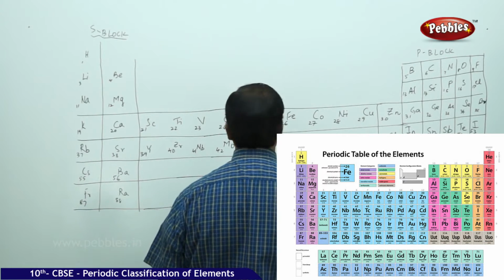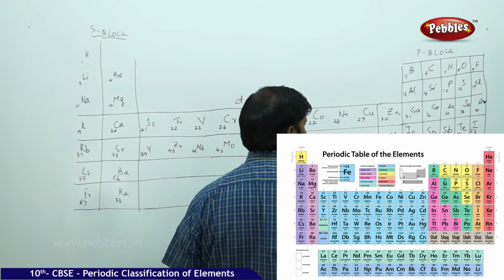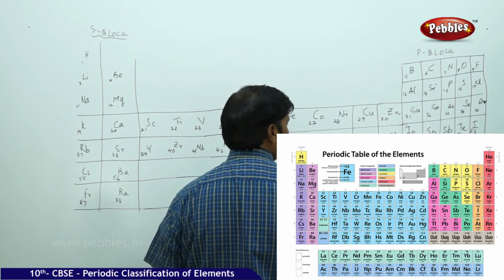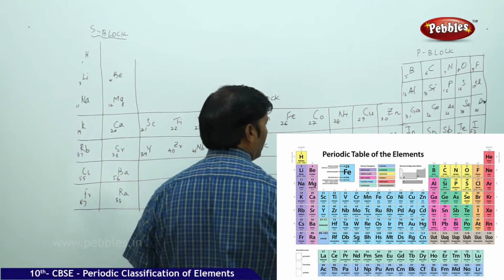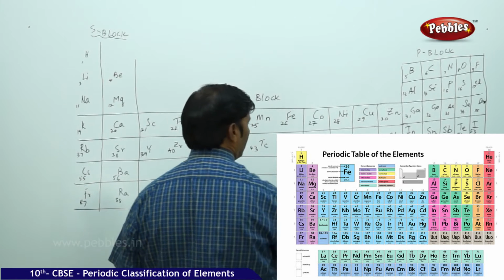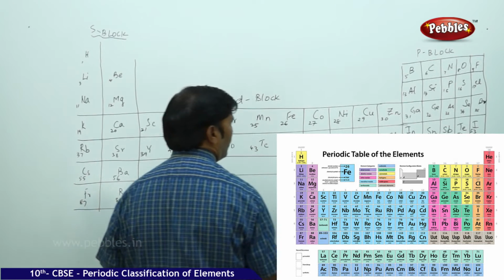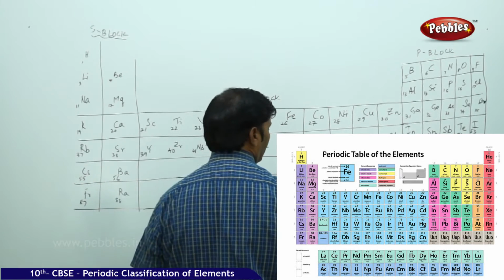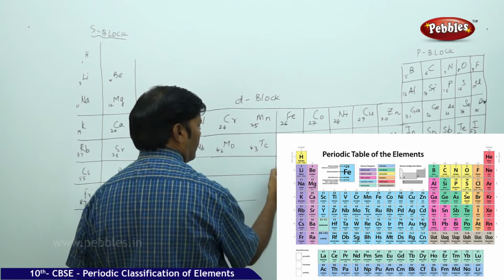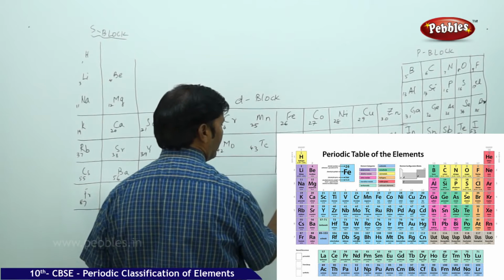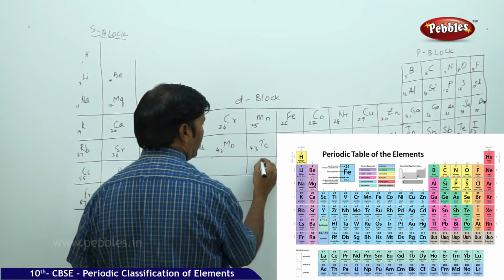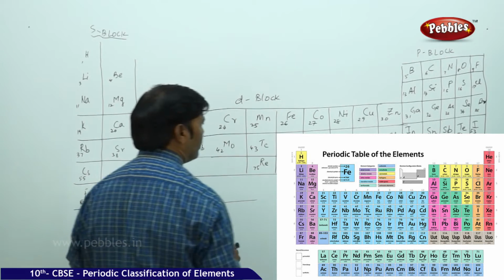Here you are going to get zinc, cadmium, mercury. Mercury is 80. Copper, silver, gold; gold is Au 79. Nickel, palladium, platinum 78. Then cobalt, rhodium, 77 is iridium. Then iron, ruthenium, osmium 76, and 75, I think, is rhenium.